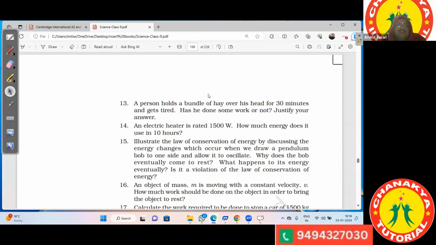Then next one, see question number 14. Try to compute question number 14. An electric heater is rated 1500 watt. How much energy does it use in 10 hours? So how much energy does it use in 10 hours?